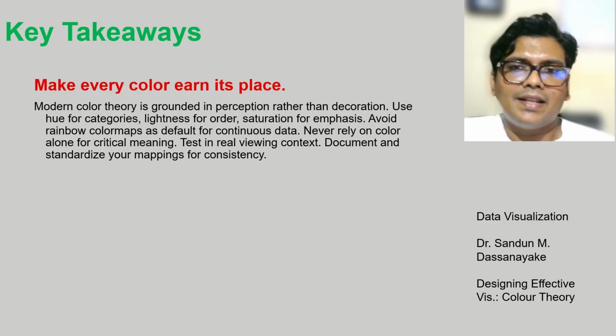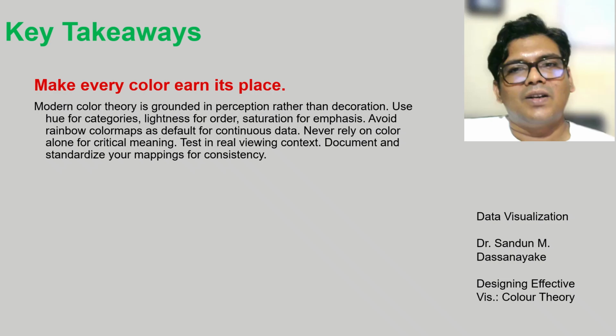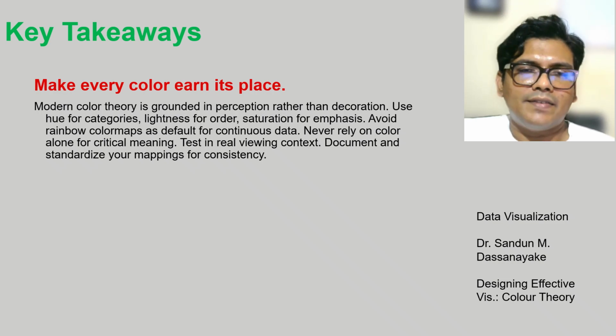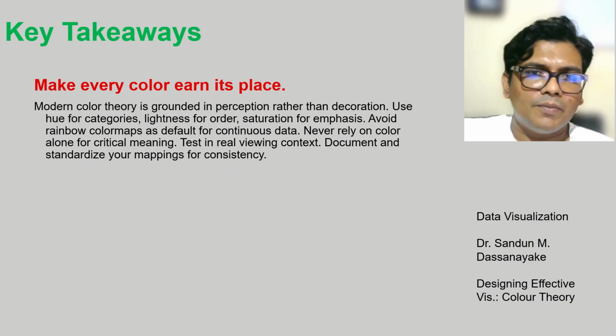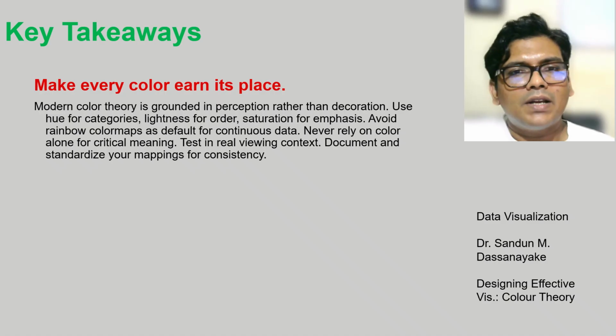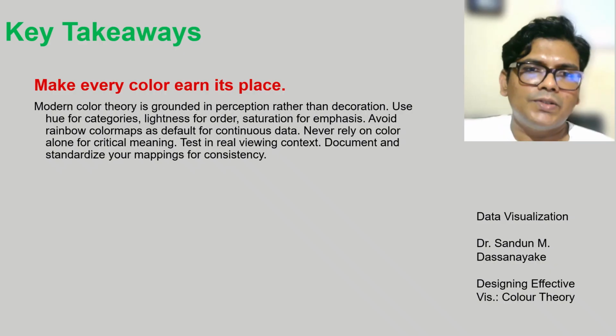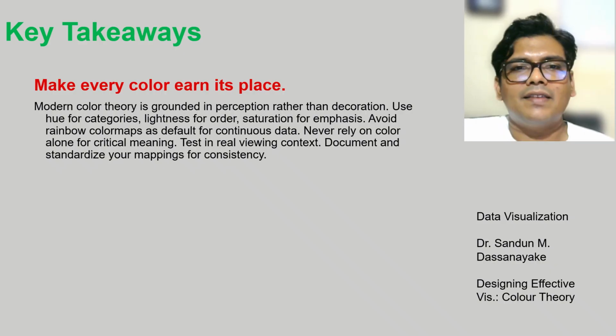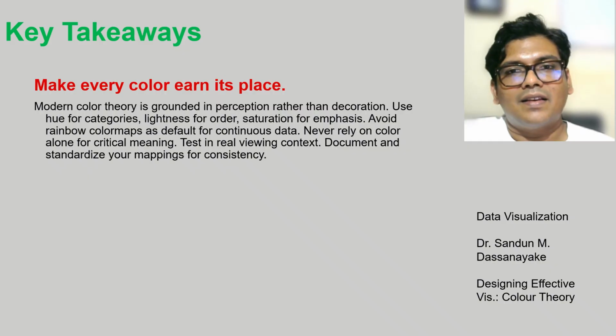Until we meet again, here's a small challenge. Find any three visualizations you come across this week, a news graphic, a work report, a social media post, and evaluate every color choice against what we covered today. You will start seeing things you can't unsee. That's a good sign. Let's meet again.